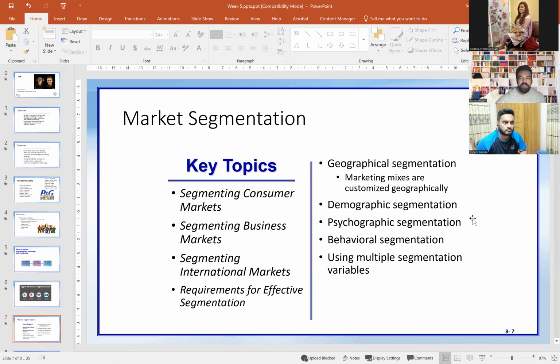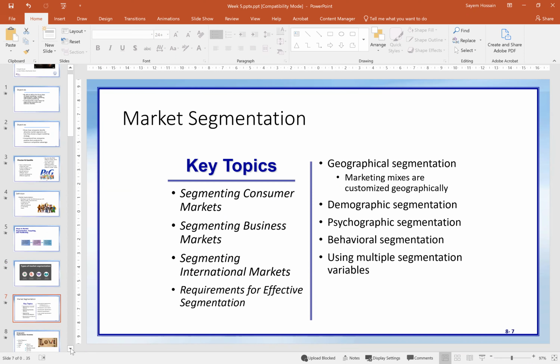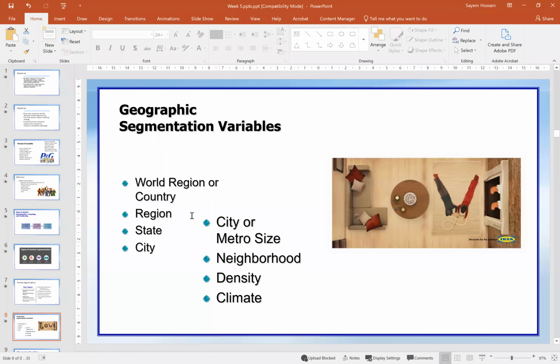The geographical segmentation. As the name suggests, marketing mixes are customized geographically. This is perhaps the simplest form of segmentation, when you segment your consumers based on different geographical factors. That would be the world region or country, state and city, city size, neighborhood, density, climate. Based on all of these different factors, you will be segmenting. So depending on where your consumers reside, or their geographic location, based on that, you will divide them.